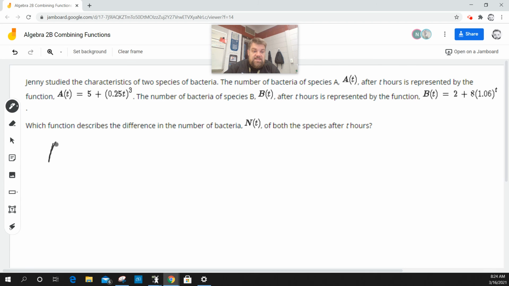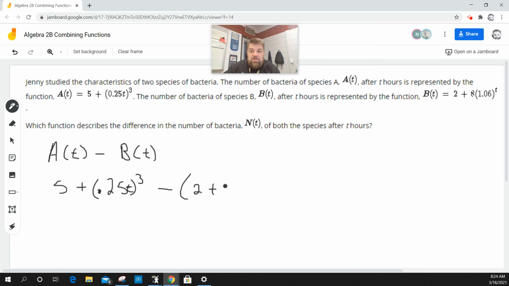So what we're going to do is say A of T minus B of T. So I'm going to say 5 plus 0.25, and we're going to put that in parentheses, put the T here, raised to the 3, okay? Minus all this stuff, which is B, 2 plus 8 times 1.06 raised to the T.